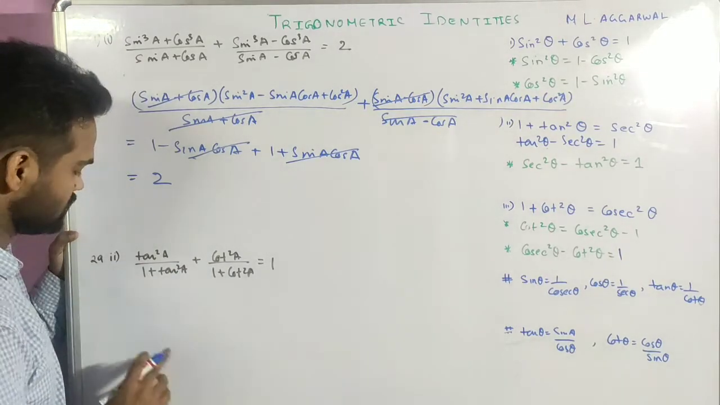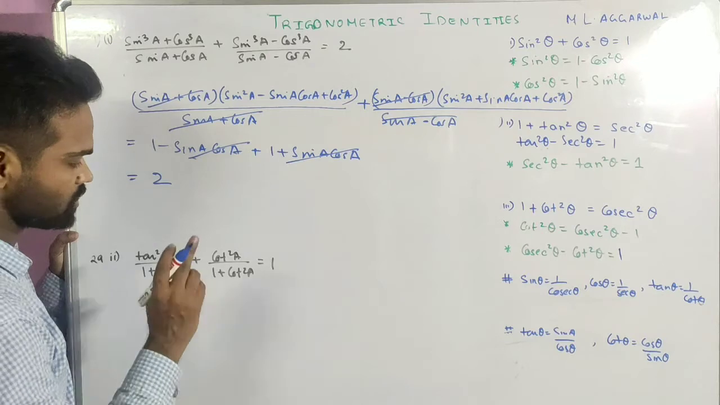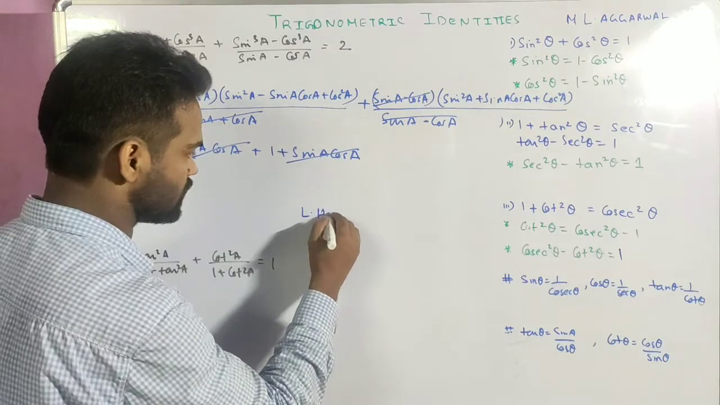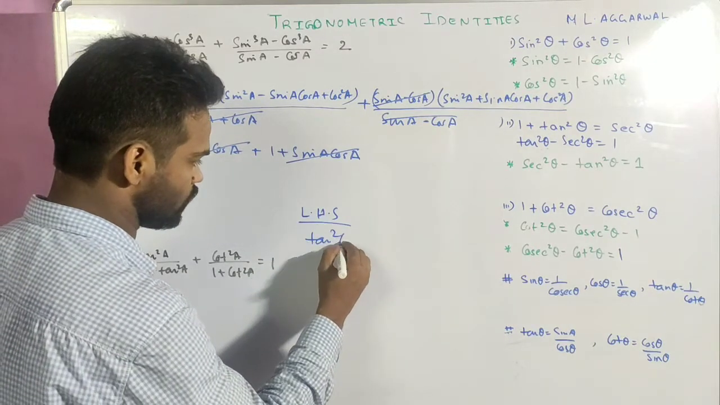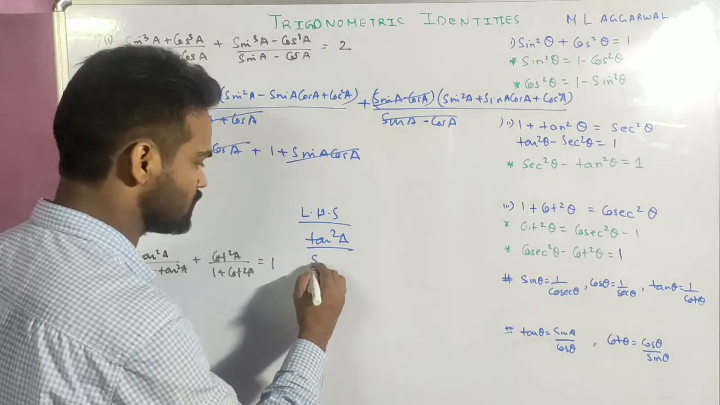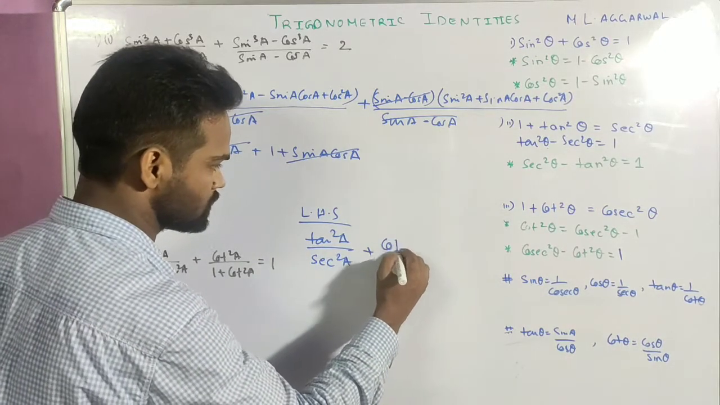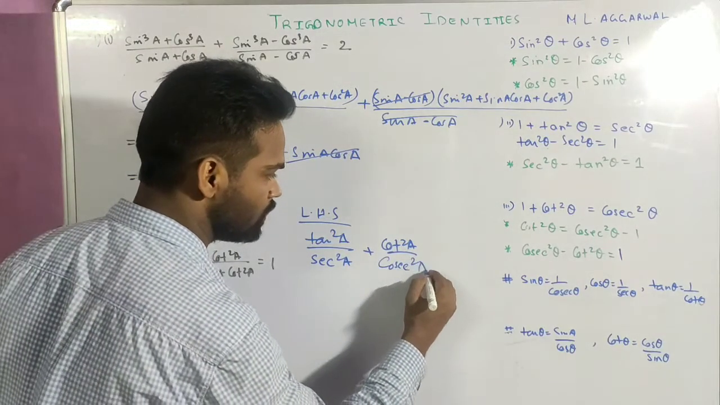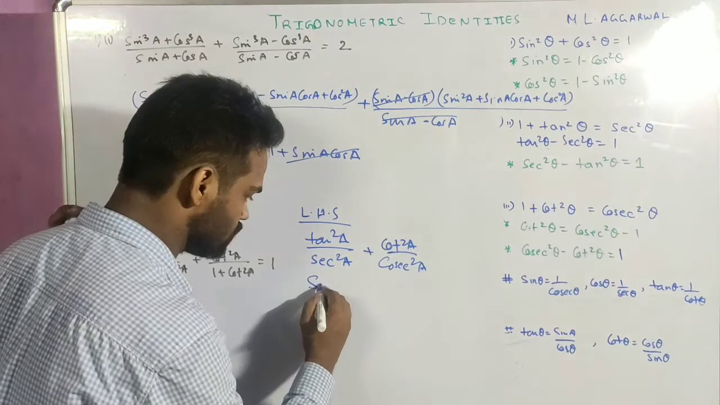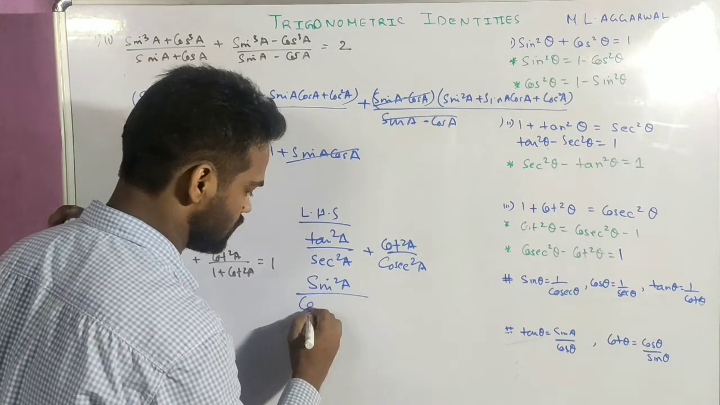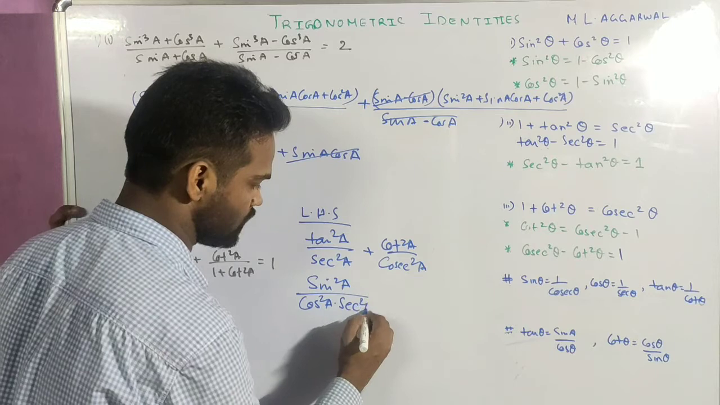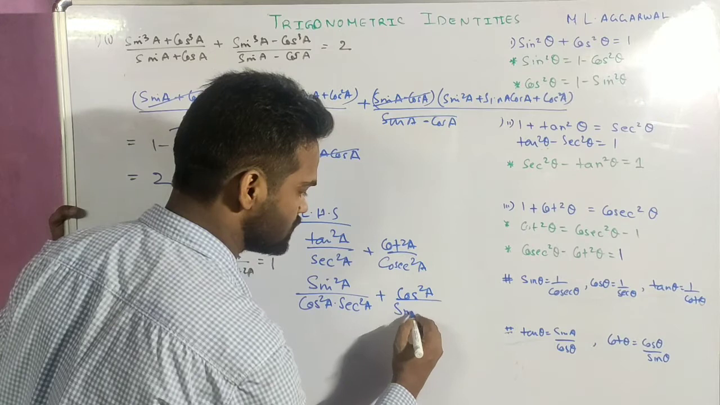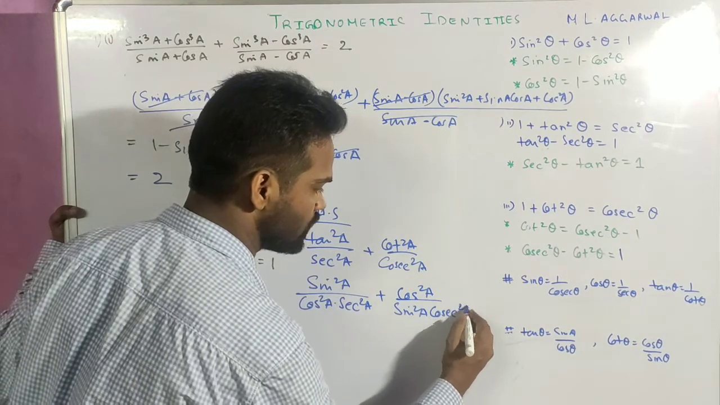Look at 29 part 2. Very easy. Tan square A by 1 plus tan square A plus cot square A by 1 plus cot square A equals to 1. You have to prove. Look, left hand side. Tan square A. Now, 1 plus tan square A is sec square A. We know. This is cot square A. 1 plus cot square A is nothing but cosec square A. We know this. Now, tan is what? Sine square A by cos square A multiplied by sec square A. Similarly, cot is what? Cos square A by sine square A multiplied by cosec square A.